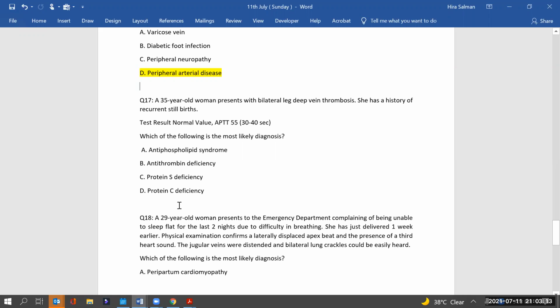So protein S, protein C, you cannot say like that. You have to go for the examination. You have to go for the testing. Then only you can say. Based on the symptoms, you cannot choose these syndromes. But based on the symptoms, you can choose this syndrome, definitely.